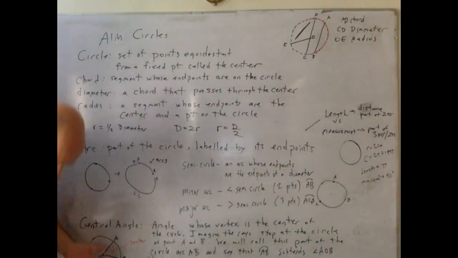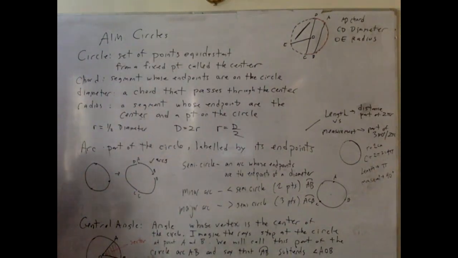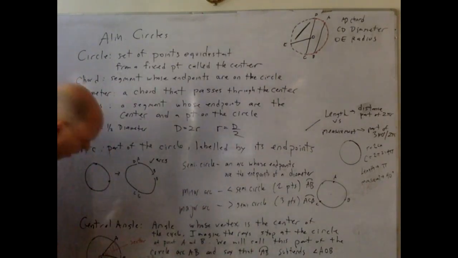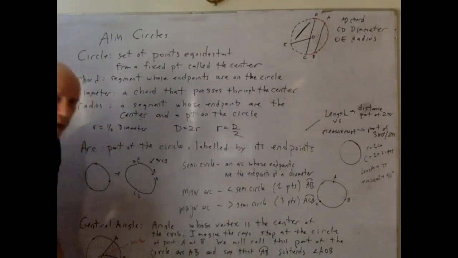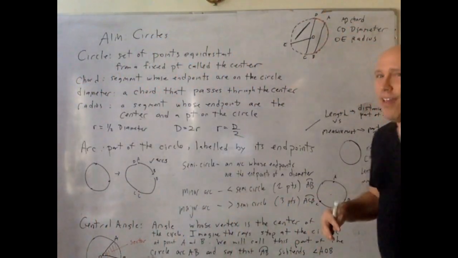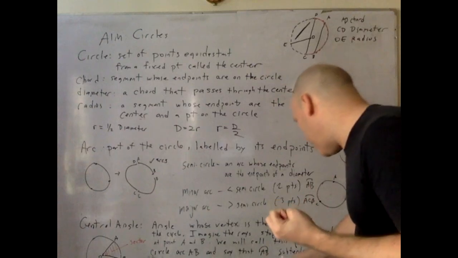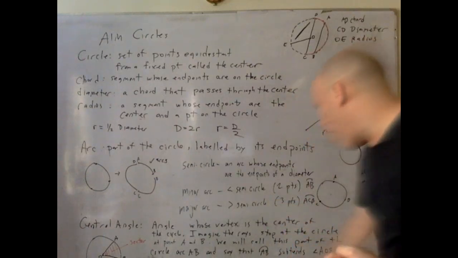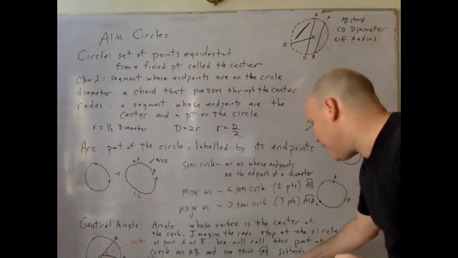And so we have AB. Let's see, AB, and then we're going to call this part of the circle arc AB, and we're going to use an old word. They don't really use it anymore, but I like it because it kind of helps you understand. We're going to say that this part, we're going to say that arc AB subtends.